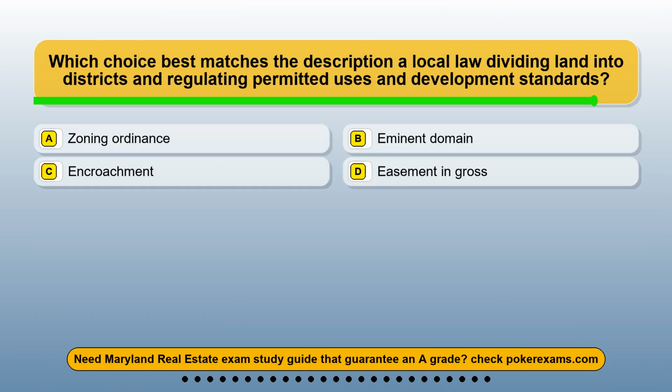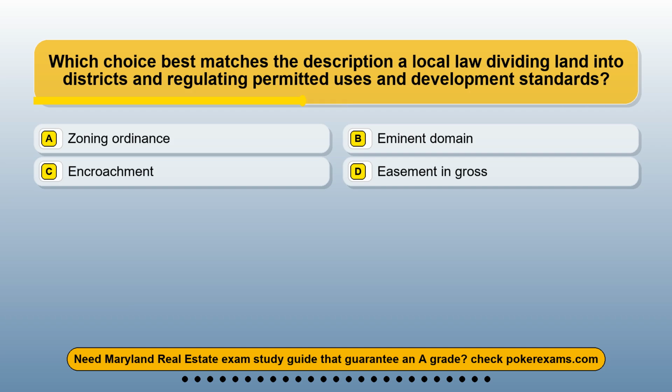Question 17. Which choice best matches the description: a local law dividing land into districts and regulating permitted uses and development standards? Option A, zoning ordinance. Option B, eminent domain. Option C, encroachment. Option D, easement in gross.